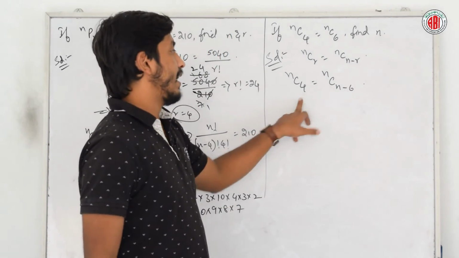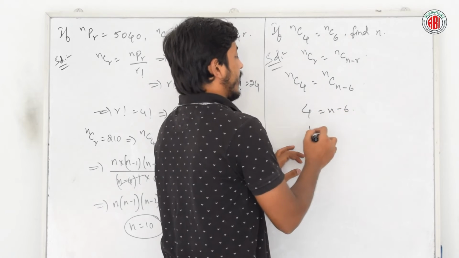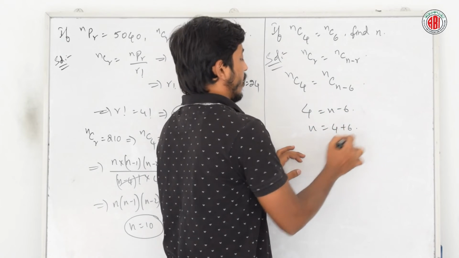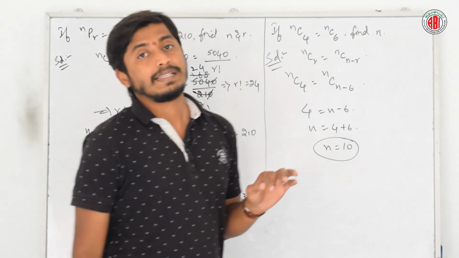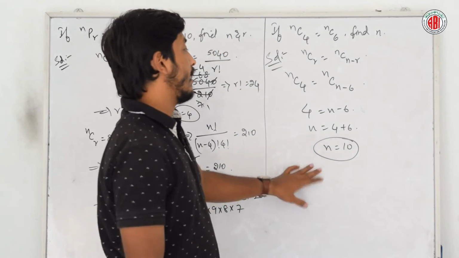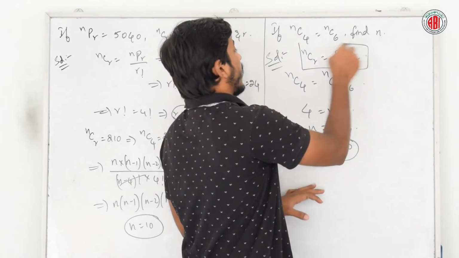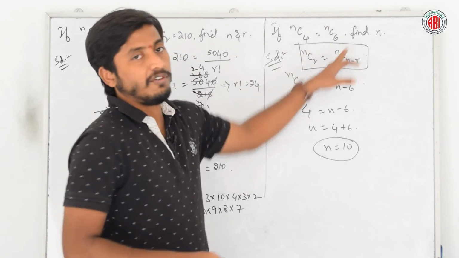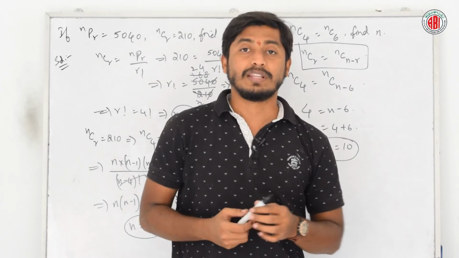Now let us equate these both. 4 is equal to n minus 6. n is equal to 4 plus 6. Obviously the value of n is 10. That's it. Is it simple or not? Yes, right? But the main thing you have to remember is this formula. Without using this formula, if you write 4 equal to 6 and all those, that will never work. Okay? Shall we move on to the next problem?